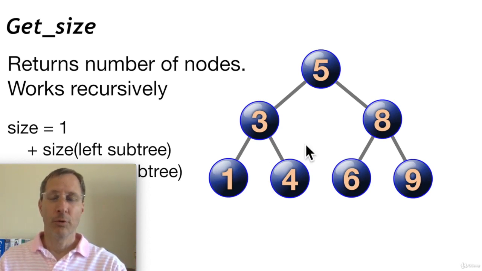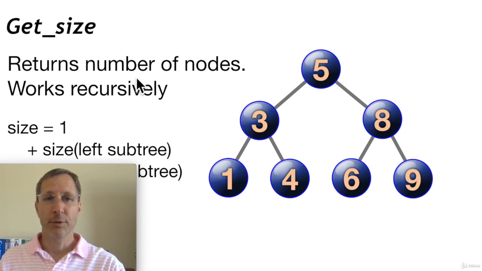Now get size. Sometimes we may want to find out how many nodes are in a tree. So this is a pretty easy operation. The get size function returns the number of nodes, and it works by using recursion. Actually, most of the functions in trees are recursive. So find, delete, insert, we're doing it recursively because we continue to call the same function using the same parameter until we find the correct position to execute it. So the get size works the same way. The size is equal to 1 plus the size of the left subtree plus the size of the right subtree.